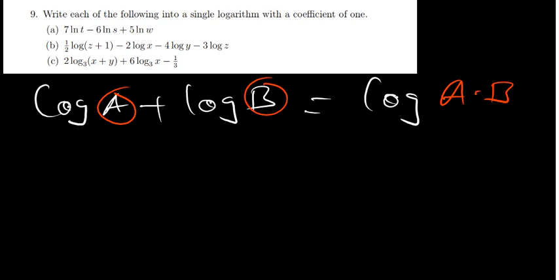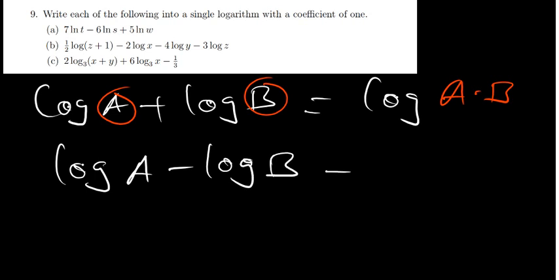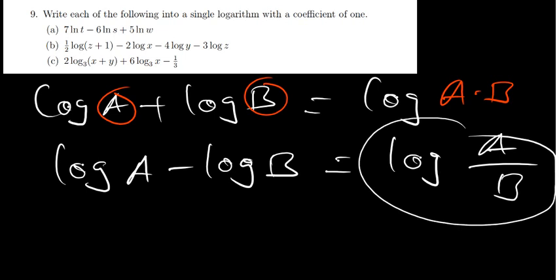What if there is minus? If there is minus, we divide. The one carrying the negative is going to be on the denominator. I'm going to say log of a, because log a is positive, divided by b, since the one having the negative is going to be on the denominator. I've written this now into a single logarithm.